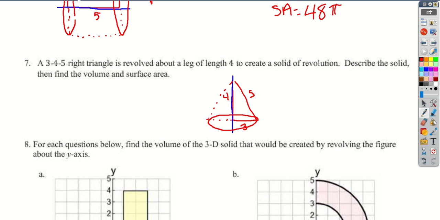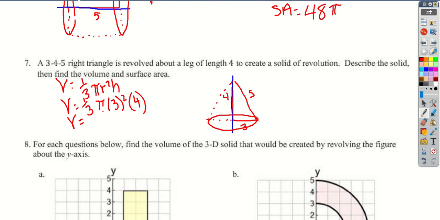All right. And so the volume, remember, it's just like a cylinder, but it's 1/3 pi r squared h. So 1/3. Remember, the radius is the side that's moving, so that's 3. And the side that stays the same is 4, that's the height. And we're going to go ahead and multiply that out. So 1/3 times 9 is 3, times 4 is 12 pi, and that's units cubed.